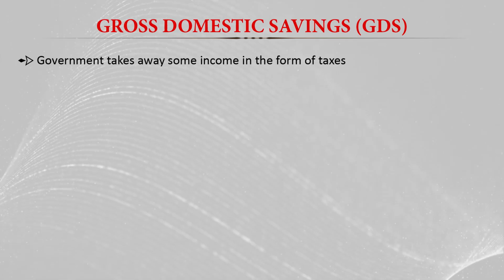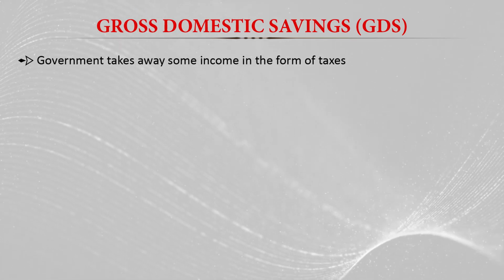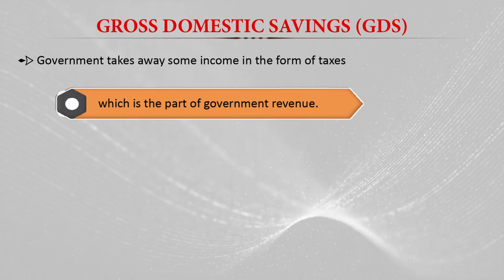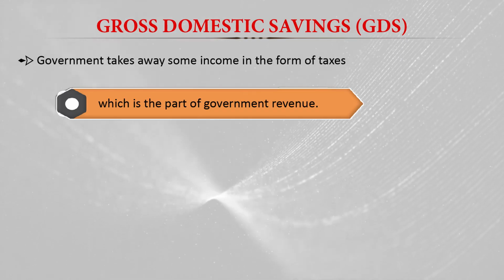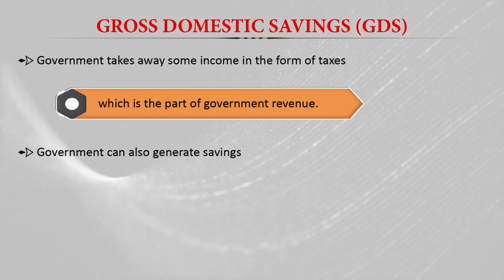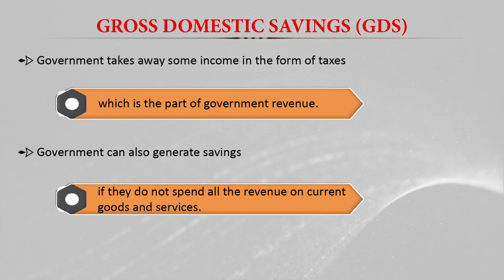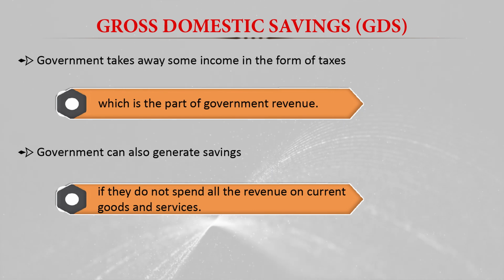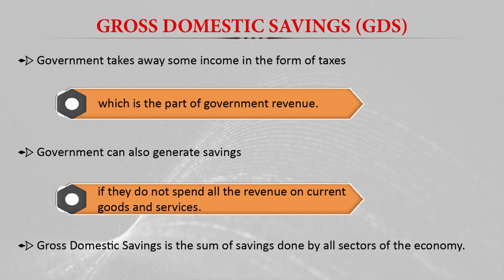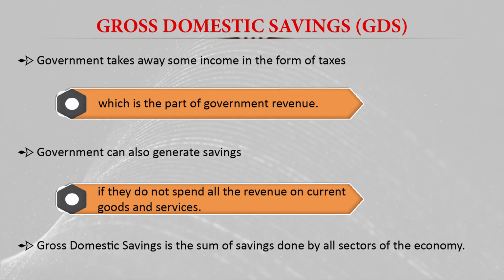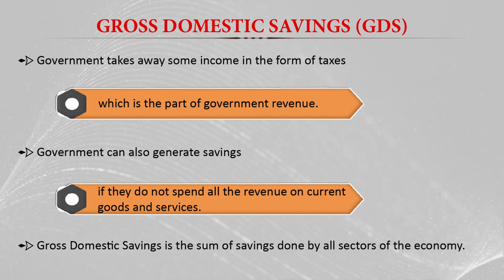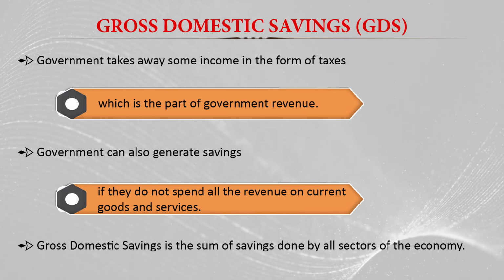unit level. The government also takes away some income in the form of taxes, which is part of the government revenue. And when the government generates the saving, if they do not spend all the revenue on current goods or services, that also becomes saving by the government. So gross domestic saving is basically the sum of the saving done by all the sectors of the economy: the household sector, the business sector, even the government can have a saving.